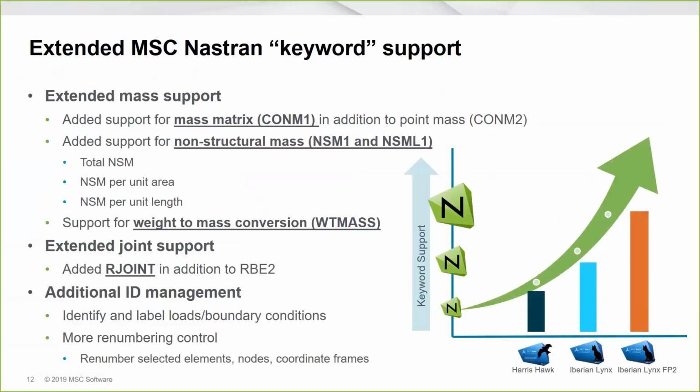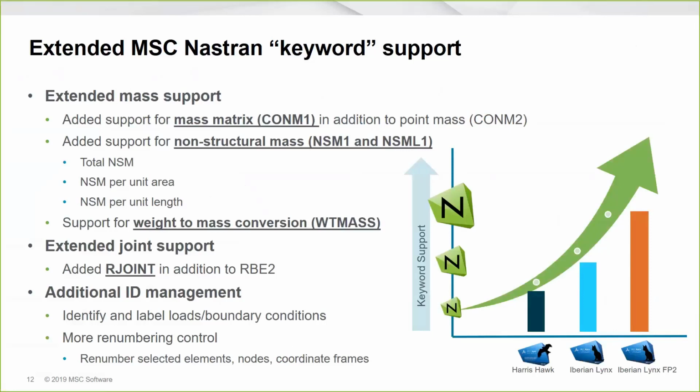Added support for the RJOINT in Nastran. We added support for joints in Iberian Lynx. We did that with an RBE2, and we selected specific degrees of freedom. We've now extended that to support the Nastran RJOINT. And we also added some additional ID management capabilities. You can now label and find loads and boundary conditions based on their set IDs. And we also added more renumbering control for nodes, elements, and coordinate frames. In Iberian Lynx, you could renumber parts and assemblies. Now you can renumber individually selected elements, nodes, and coordinate frames.